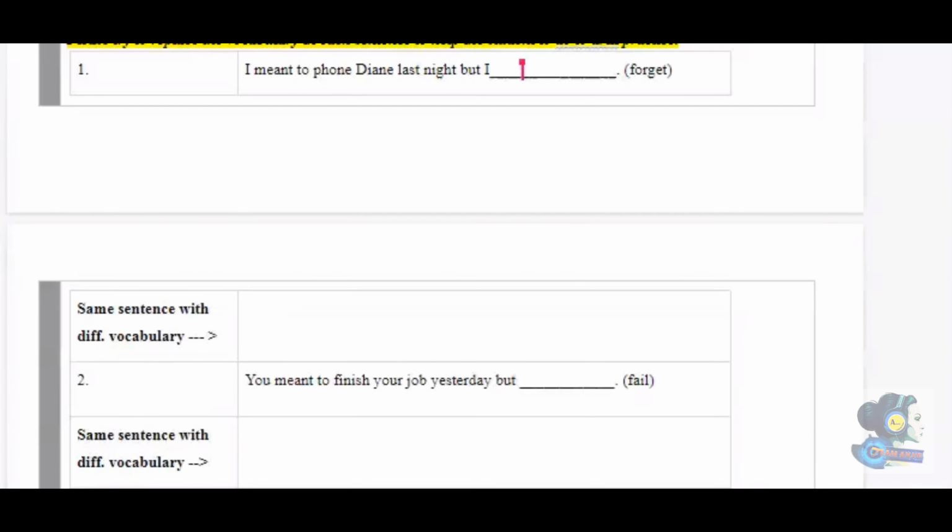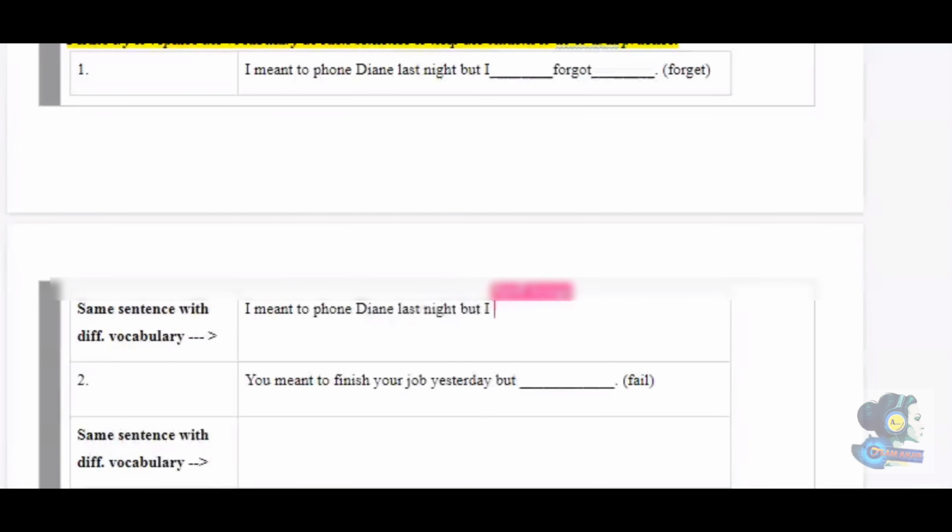Okay, but I forgot. Thank you. So the correct form of the verb is forgot. Now you need to give me another word that has the same meaning with forgot. So, can you? Missed. Okay, thank you. So let's type that. I meant to phone Diane last night, but I missed. Okay, that's correct. This one is right.